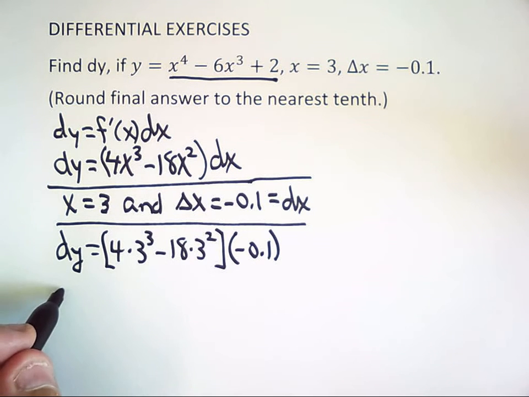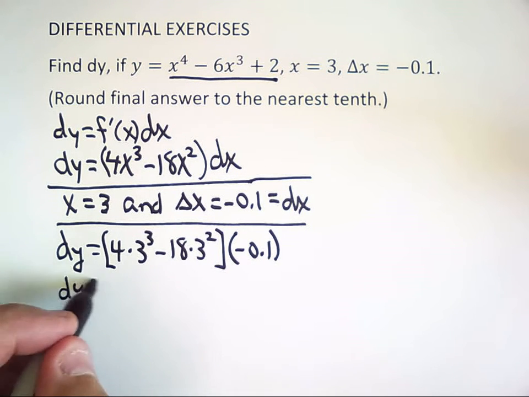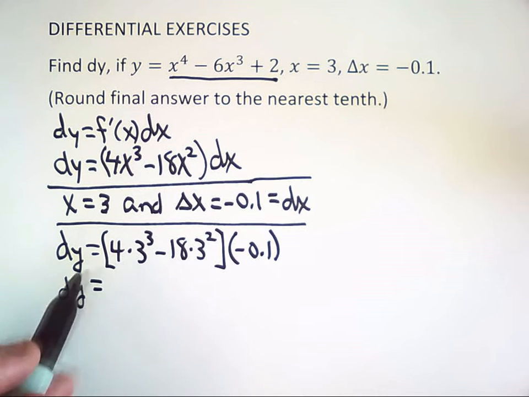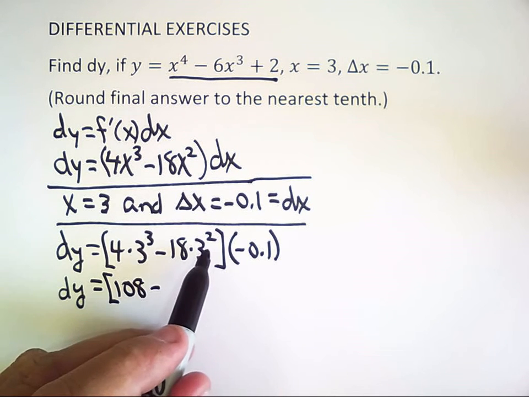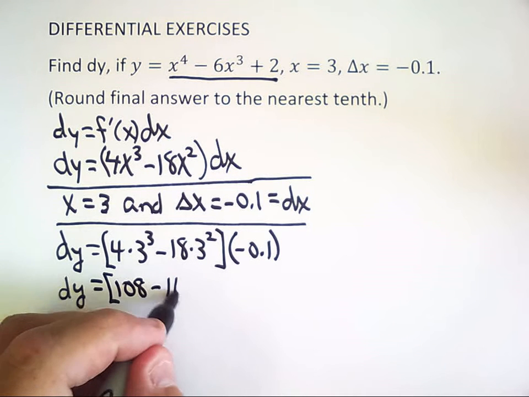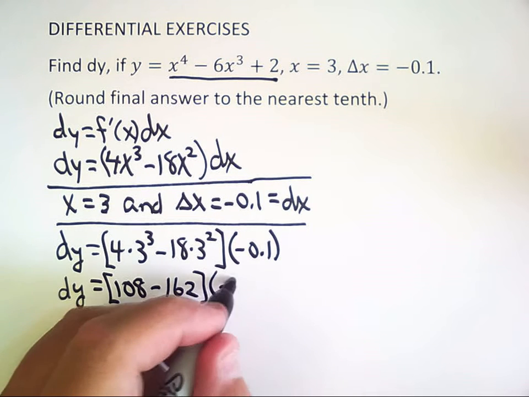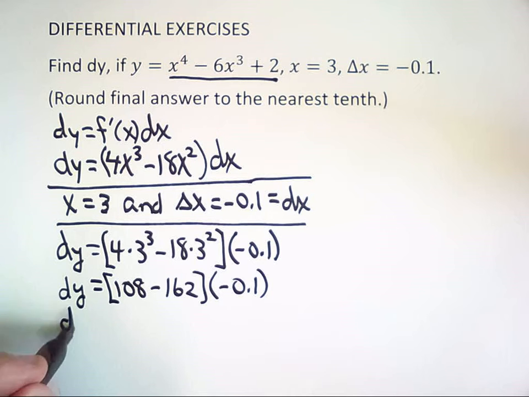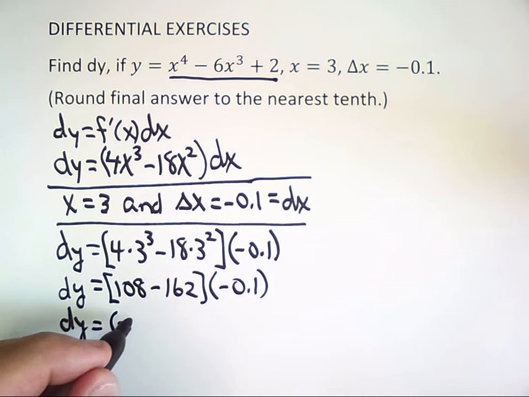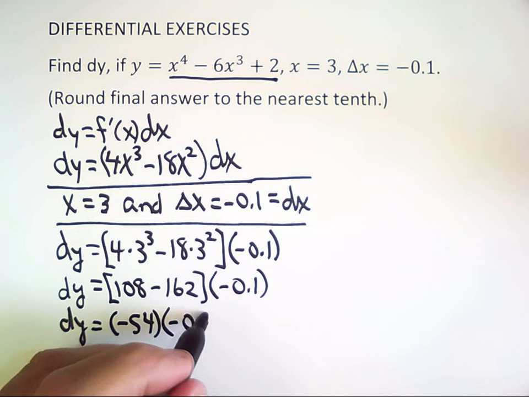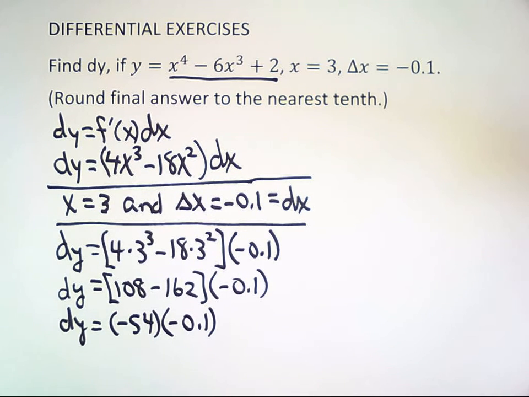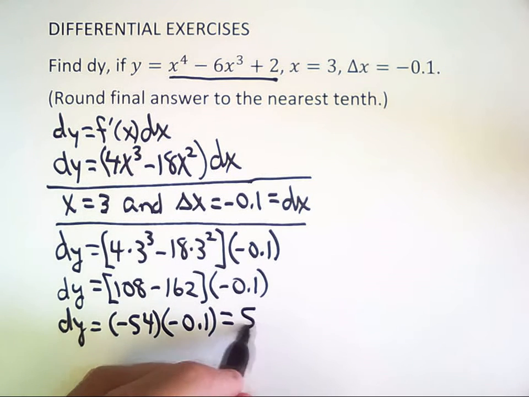Now it pretty much becomes an arithmetic problem. 3 times 3 times 3 is 27. 27 times 4 is 108. 3 squared is 9, and 9 times 18 is 162. 108 minus 162 is negative 54. So we multiply that by negative 0.1. And we end up with the differential being positive 5.4.